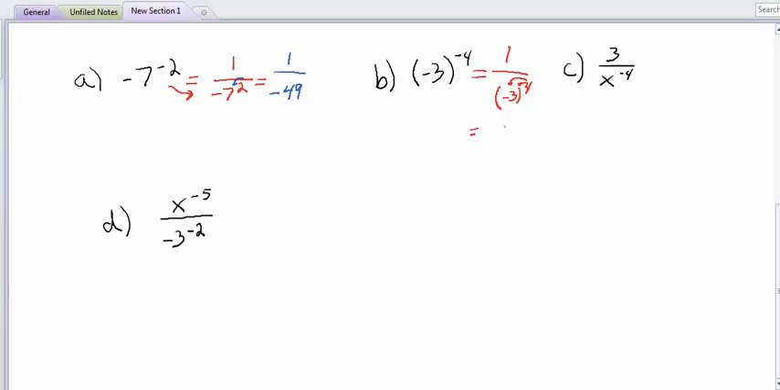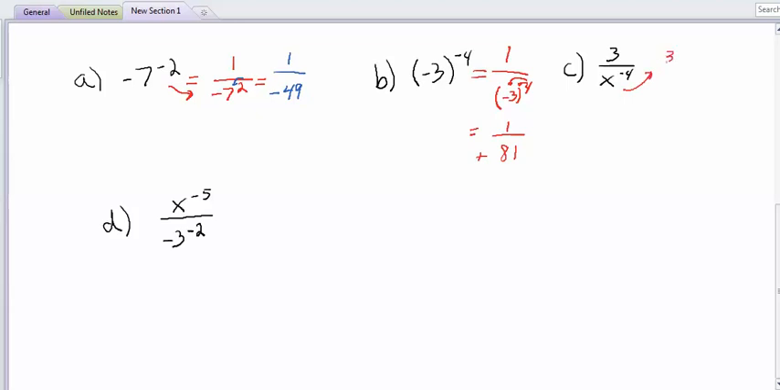So I'm going to get 1 over, and because the exponent is even, it's going to be positive. I know it's going to be a positive. 3 times 3 is 9. I'm going to go 3 times 3 is 9. Then 9 times 9 is 81. That's how I'm going to do that. You could always go 3 times 3 is 9, times 3 is 27, times 3 is 81, whatever works for you.